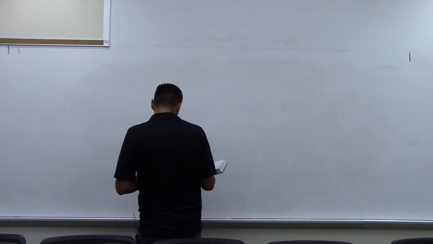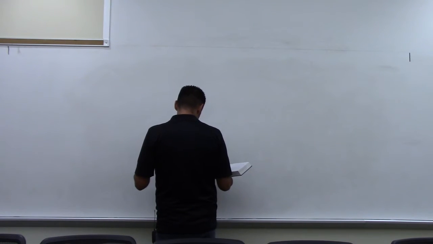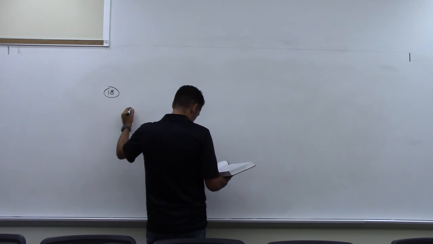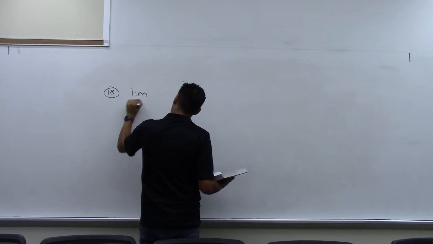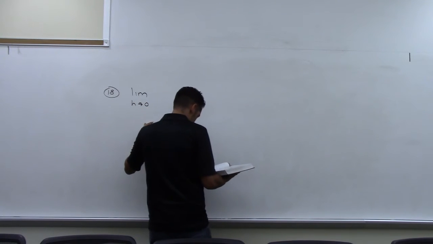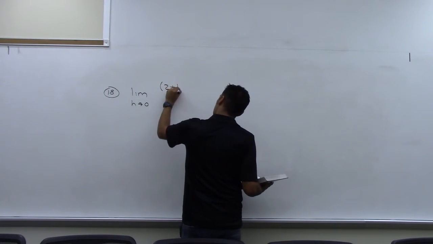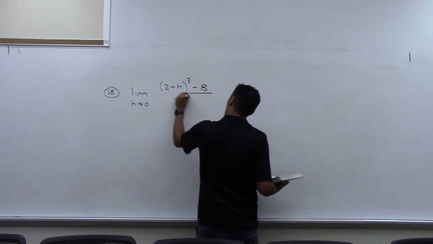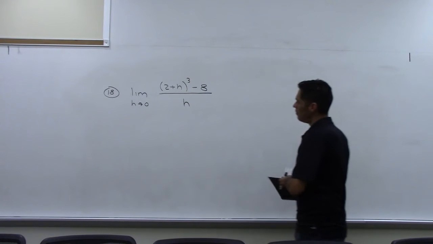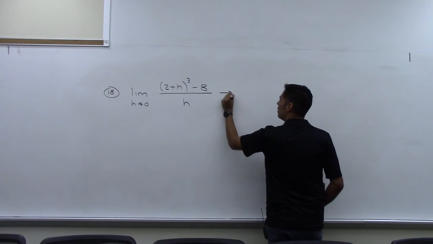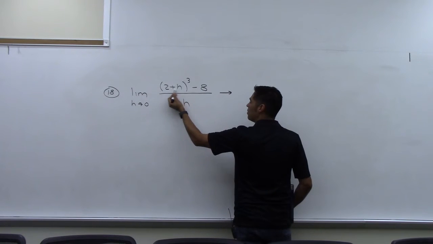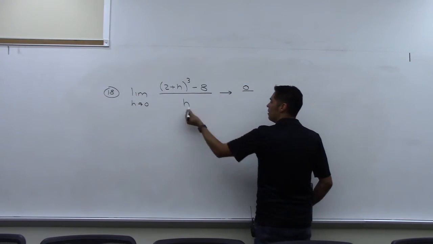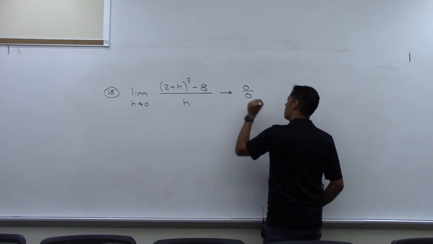Let me look at 17. Or you know what? I'll do 18. You can do 17. Limit as h goes to 0 of 2 plus h cubed minus 8 over h. Real quick, try and figure out what's going on. If h is 0, that's gone, so this is just 2. 2 cubed is 8, 8 minus 8 is 0. And then as h, replace it with 0, you get 0 over 0, that's bad.